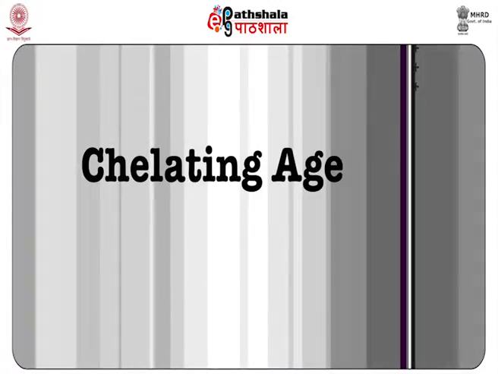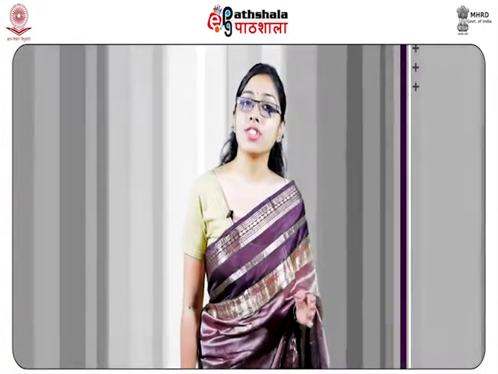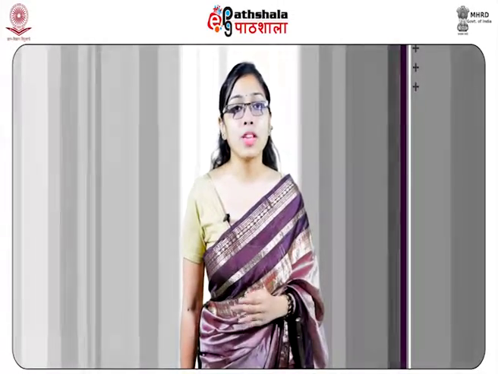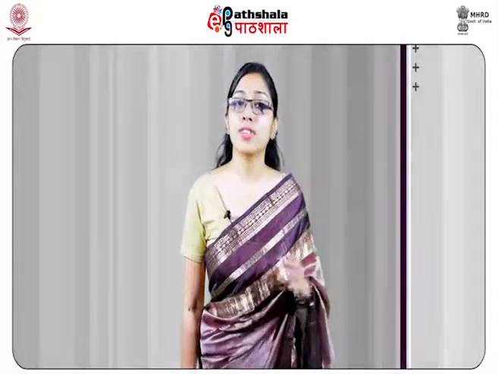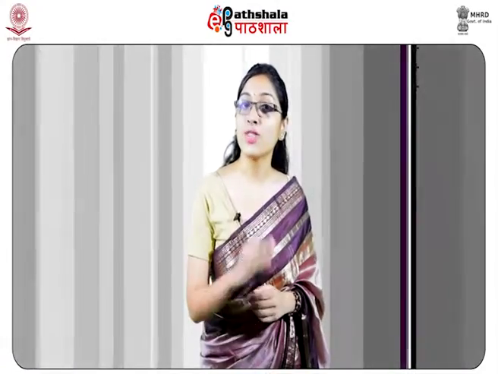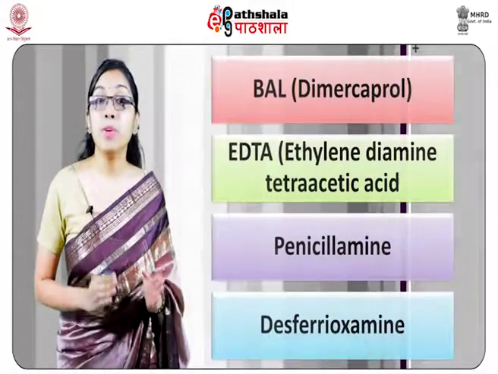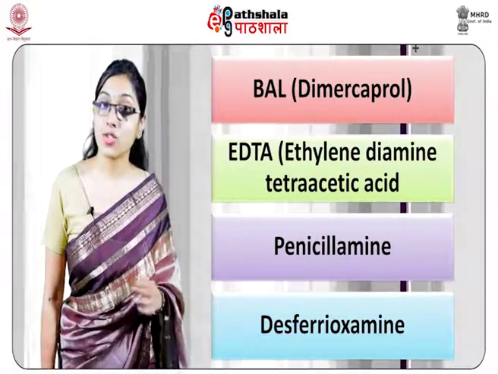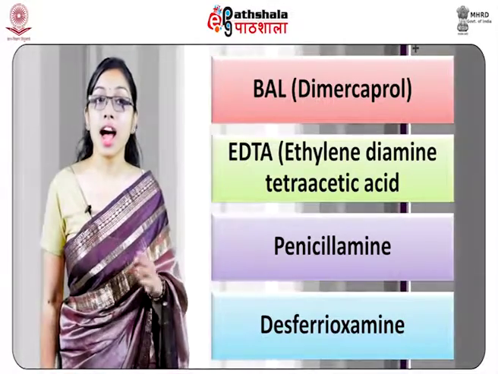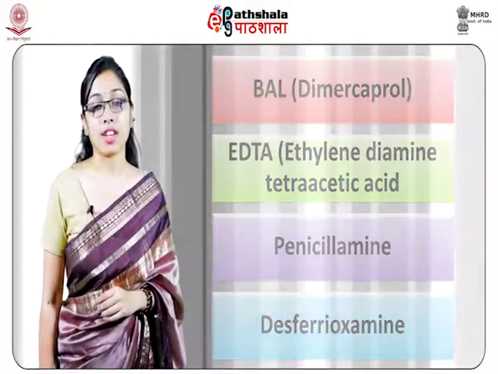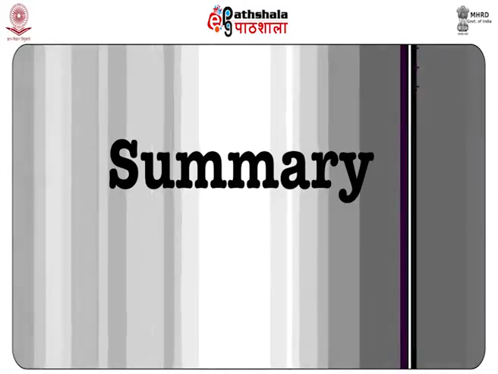Next are the chelating agents. Certain chelating agents are widely used as specific antidotes against some of the heavy metals. These substances produce a firm, non-ionized cyclic complex, that is chelate, with the cations. Such compounds can form stable, soluble, non-toxic complexes with calcium and certain heavy metals. They are BAL, that is dimercaprol, EDTA, ethylene diamine tetraacetic acid, and penicillamine and desferoxamine, which are used in heavy metal poisoning. Now students, let us summarize this module.